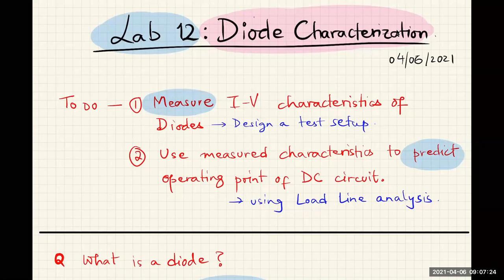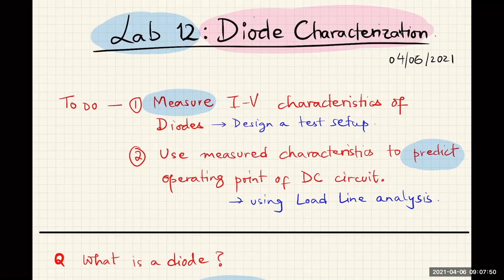This week, we're going to look at lab 12 on diode characterization. And if you're wondering if you're watching the correct video for this week, then you are. We are just skipping lab 11 for the semester, and we're going directly from lab 10 to lab 12 this week.